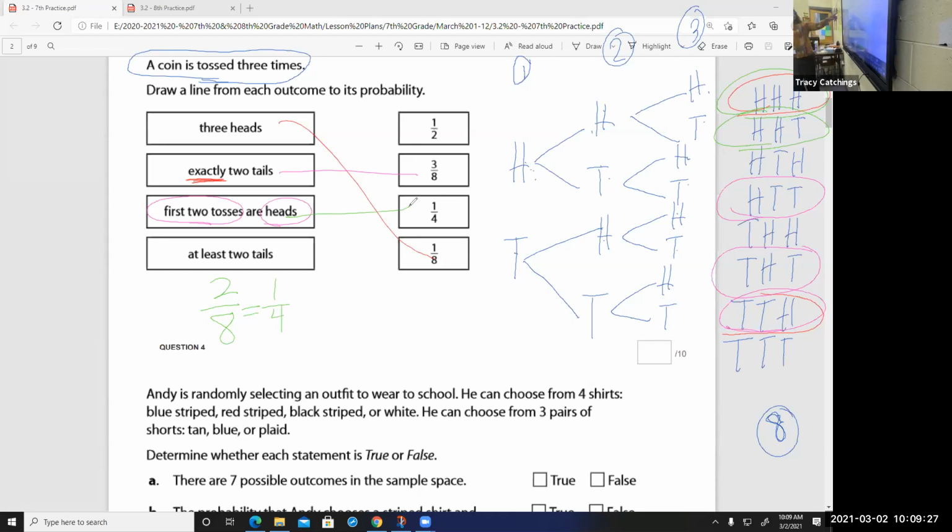And then they said at least 2 tails. For exactly, we had 3. And so this last one, we need to add in the last tails. So now we have 4 8s. And 4 8 simplifies to what? Good job.